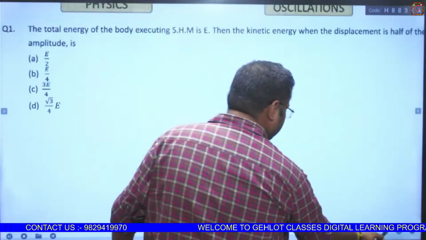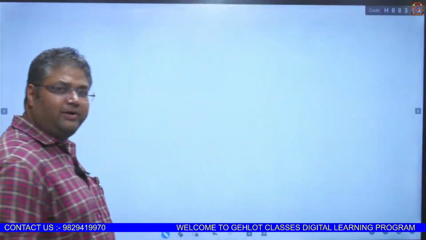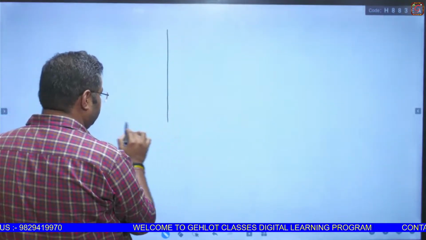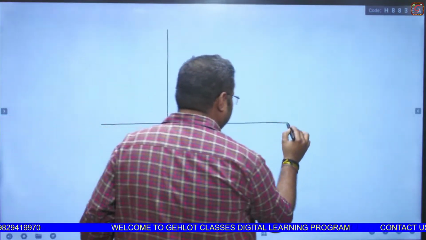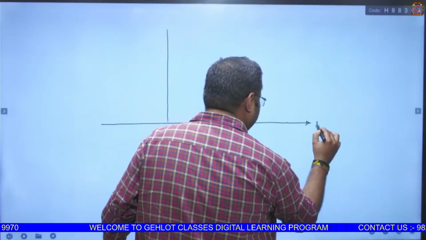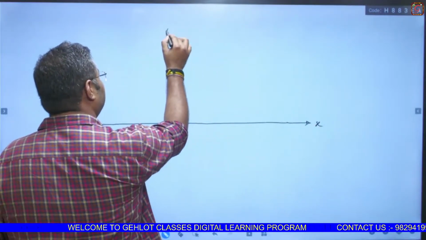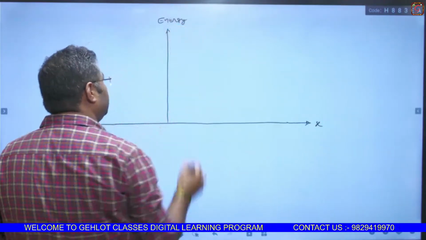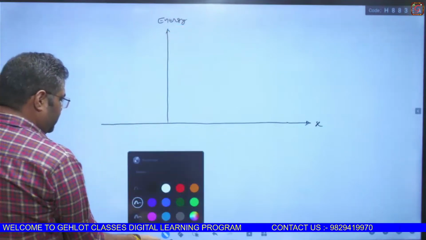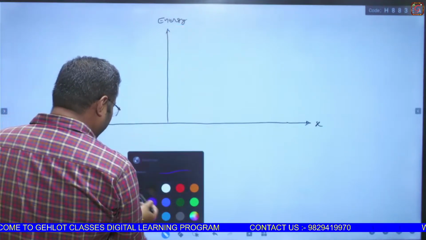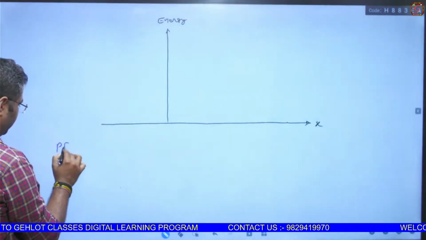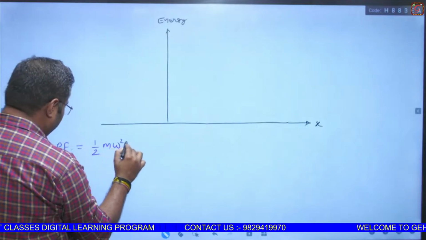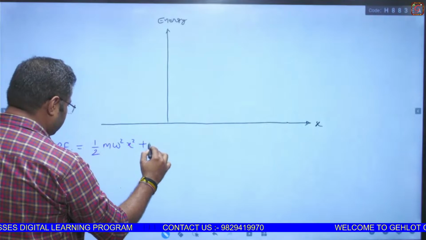Clear? Okay, there is a question. So now if we are going to draw the graphs, so this is the displacement axis or x-axis, and this is energy. So can you tell me what is the formula of energy or the potential energy? The potential energy can be written as half m omega square into x square plus u naught.